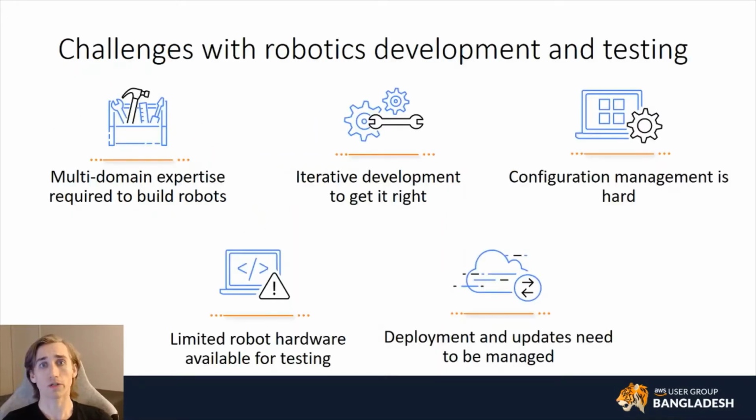So first, we want to talk about why did we build RoboMaker in the first place, and what were the challenges we're trying to address with robotics development? And it all revolves around the speed and difficulty of building robots traditionally. And so we'll start with the biggest problem, I would say, which is building a robot is hard. There's no other way to say it.